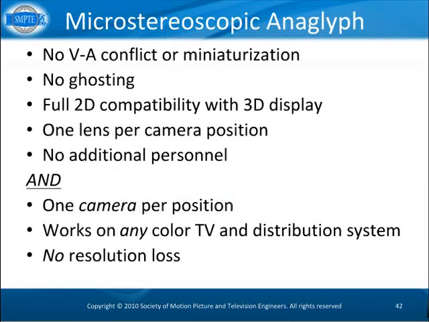So what does microstereoscopic anaglyph provide? As in the Sony system, no vergence-accommodation conflict, no miniaturization, no ghosting, full 2D compatibility with a 3D display, one lens per camera position, no additional personnel, but it also adds only one camera per position. It works on any color TV and distribution system, you don't have to do any side-by-side images, and therefore there's no resolution loss. So this may be an absolutely spectacular system.